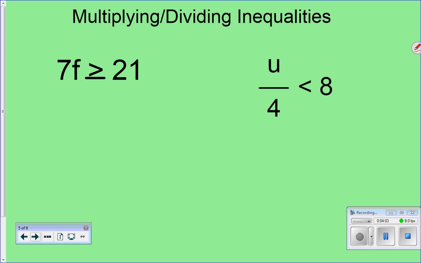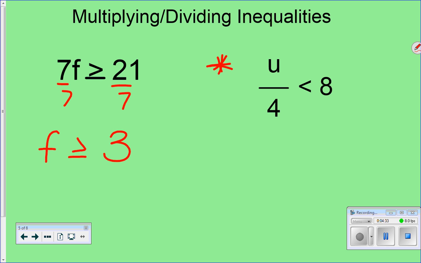Let's go to multiplying and dividing. So you understand adding and subtracting, I'm guessing. Okay. Let's go to multiplying and dividing now. If I'm multiplying here, what am I going to do to get rid of that 7? Divide by 7 on both sides. So then I have f is greater than or equal to 3. Make sure you have some of these in your notebook. These especially, because my 7th grader struggled on these kinds. If you're not sure, make sure you have that written in your notebook.